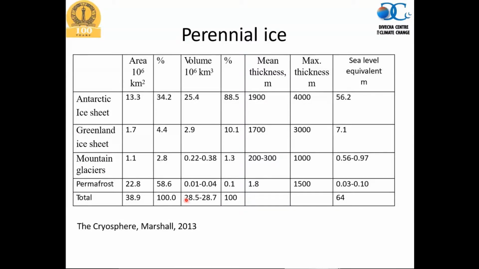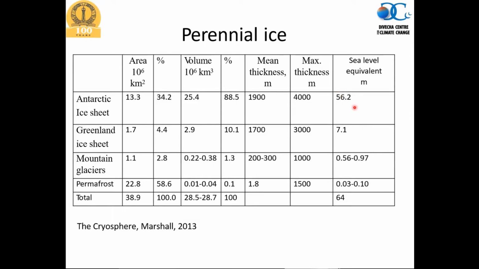What is that perennial ice mass really all about? If we can summarize this, and this is relatively recent work done by Marshall, you can see the Antarctica ice sheet has approximately 13 million square kilometer area, and it has almost 25 million cubic kilometer of ice. Its mean thickness is 1900 meter and maximum is 4000 meters. That means at some places the Antarctica ice sheet could be as deep as 4 kilometers, and if it melts completely, it can raise sea level by 56 meter water equivalent.